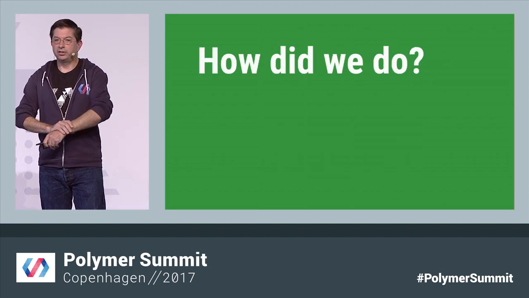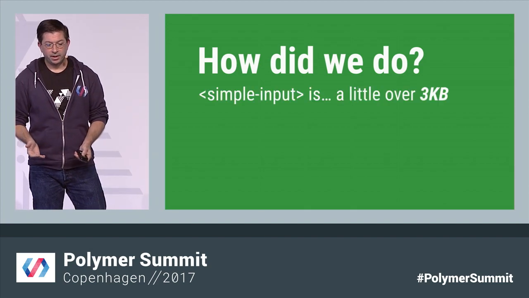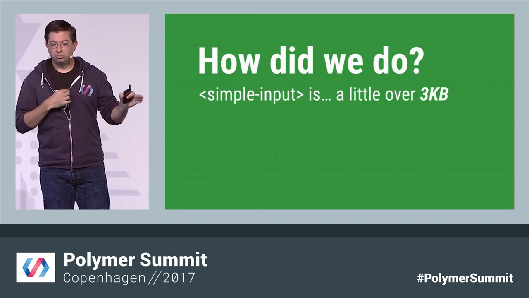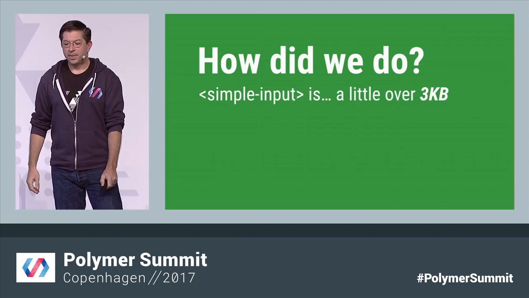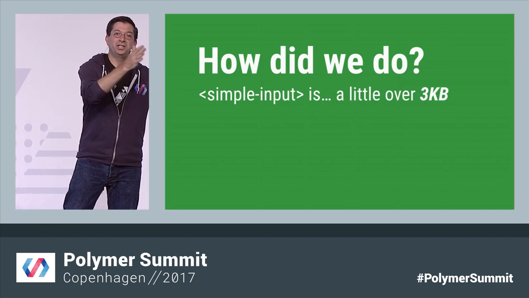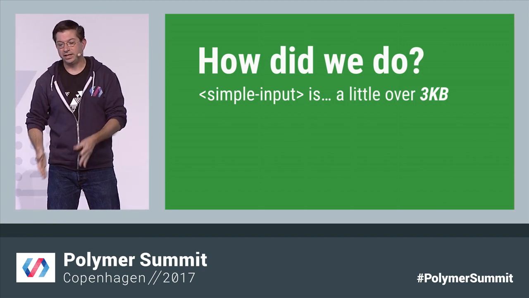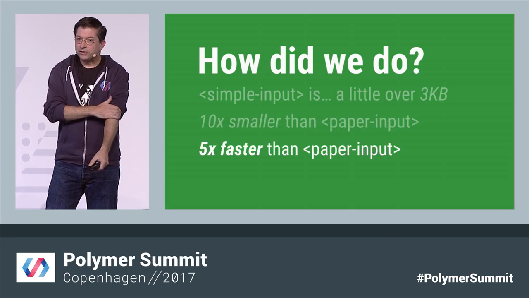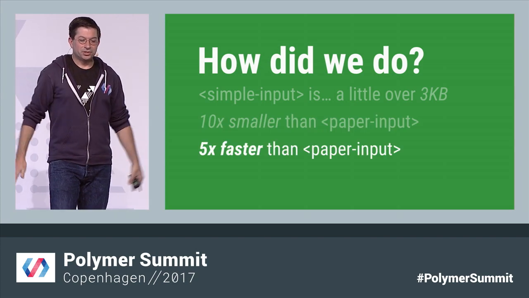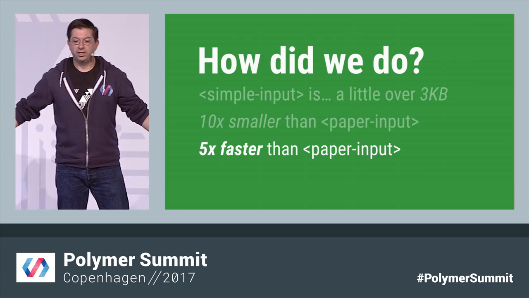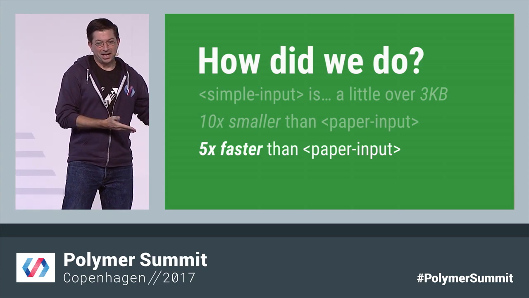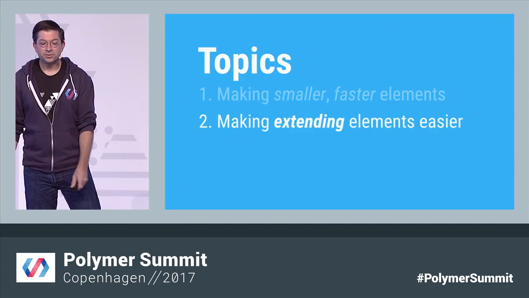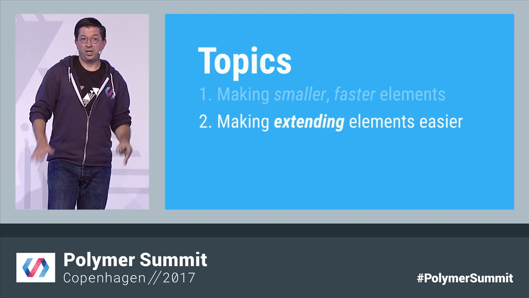So how do we do on size and speed? Well, pretty good. It's just a little over 3K using property accessors, the little base class that we used, and then the code that we had for the simple input. Now compared to paper input, which is a hybrid element, which means it really is not leveraging Polymer 2's modular design and has all of the legacy API from Polymer 1, it's actually 10 times smaller, so that's a huge improvement. And by using the decorator pattern and cutting out some of the features, we made it 5 times faster to render, which is, again, a pretty humongous improvement. But of course, we know from our feedback that the features that we eliminated, users are going to want. So what are we going to do about that? Well, let's move to our next topic, which is extension, and see if this will help us at all.